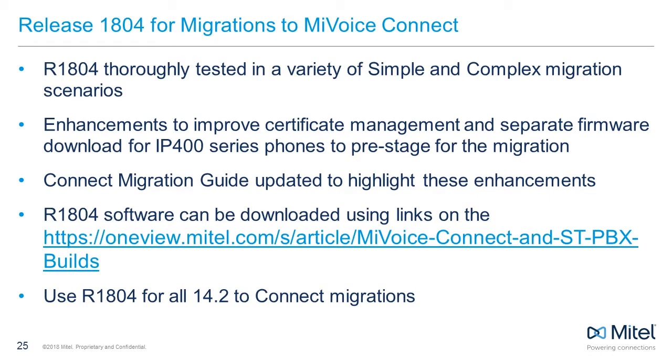But there are definitely a number of things we have focused on here, specifically also the ability to pre-stage the release 1804 firmware for your IP400 series phones. Remember, with the 400 series, we have the ability to hold 2 firmware images in flash on those devices. And by separating the install package for the phone firmware itself, you can, before you begin the migration, pre-stage the new firmware so that when you do make the software change from 14.2 to MiVoice Connect 1804, your phones are ready to be rebooted without having to spend that time when your technicians are actually on site.